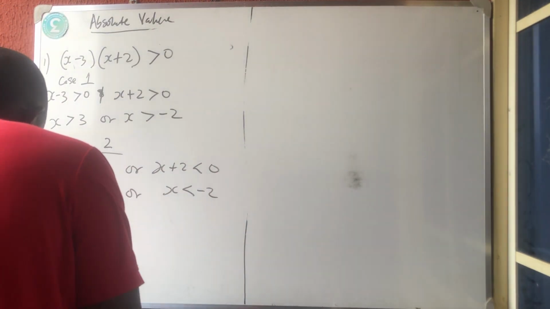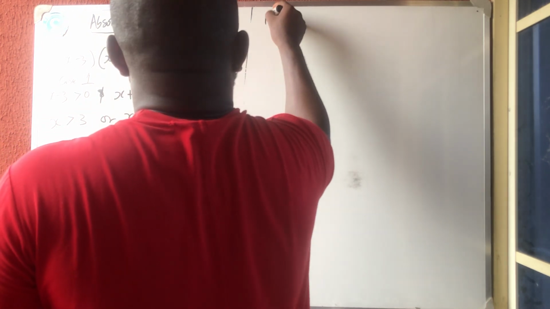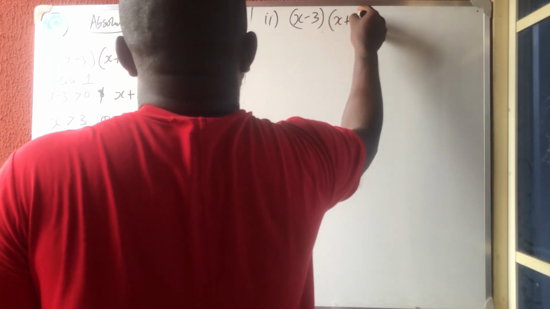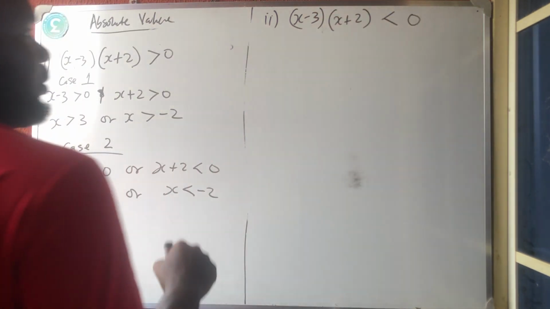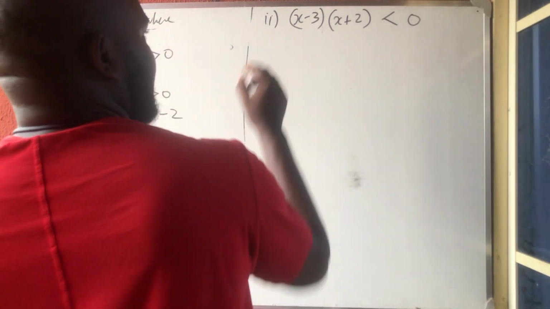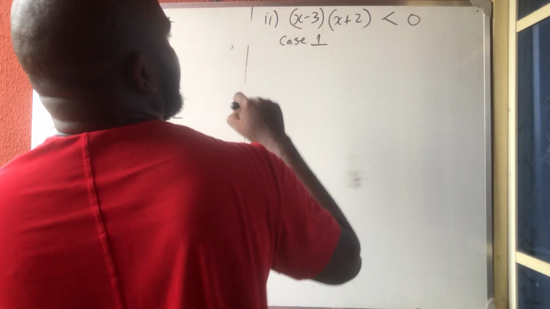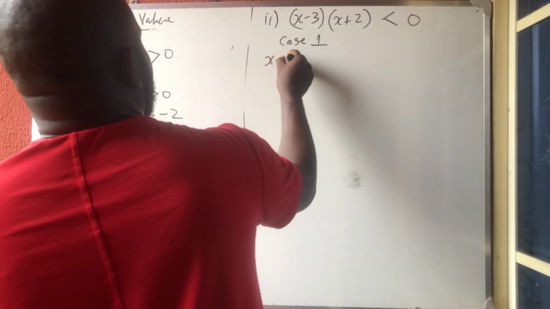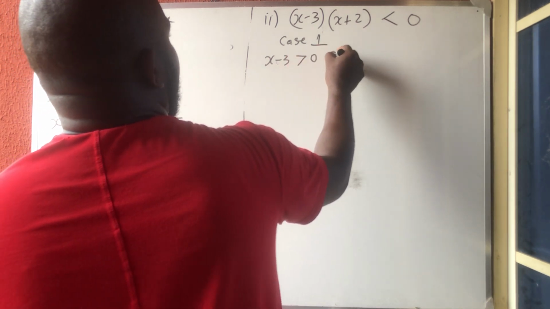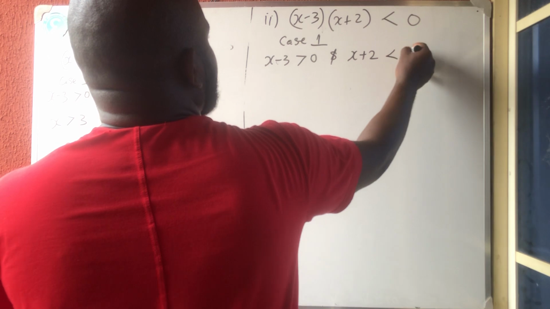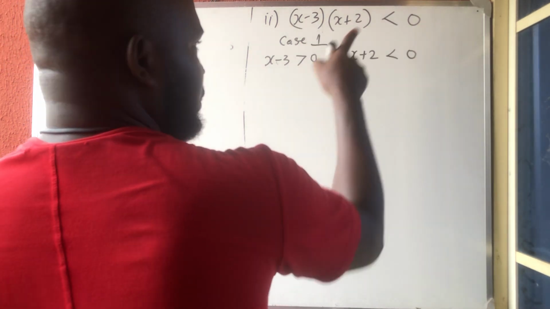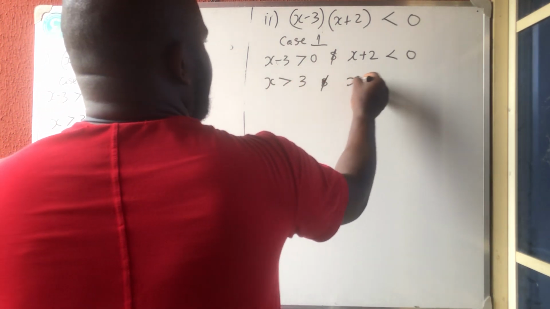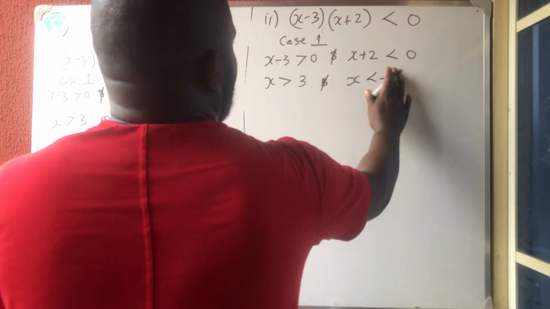Okay, so the next one says the same question, now that x minus 3 times x plus 2 is negative. Less than 0 means that they are negative. Now look at case 1. Case 1 shows that the first one, x minus 3, is greater than 0, and then x plus 2 is less than 0, because their signs must not be the same. That is what will give you negative. So moving these over: x is greater than 3 and the same x is less than minus 2.